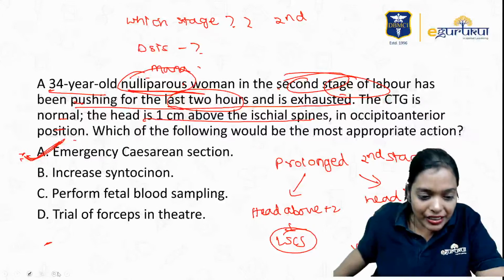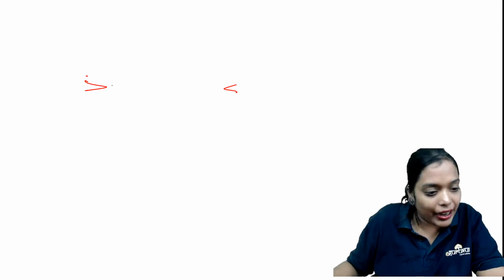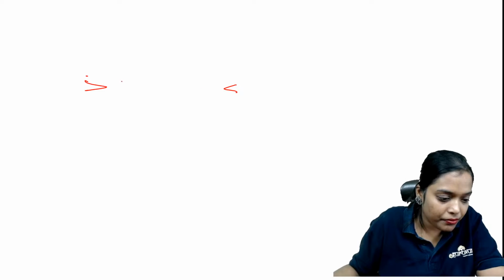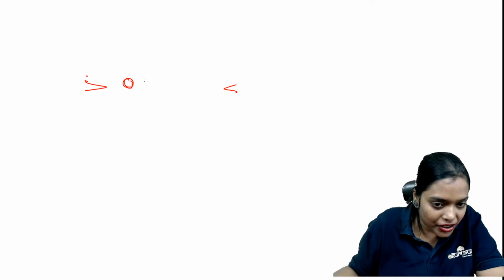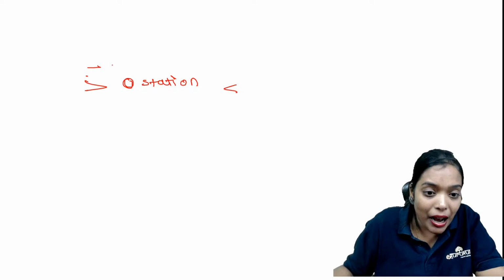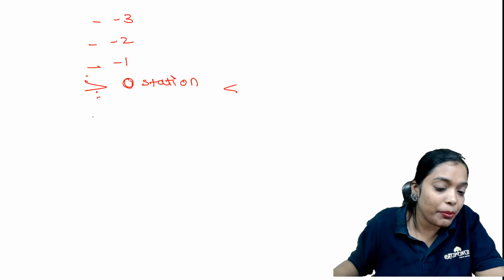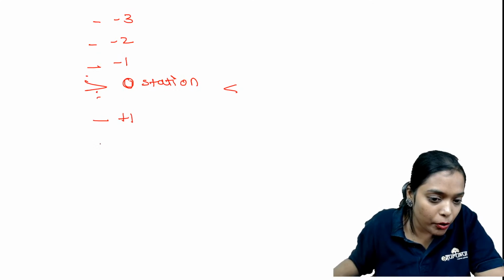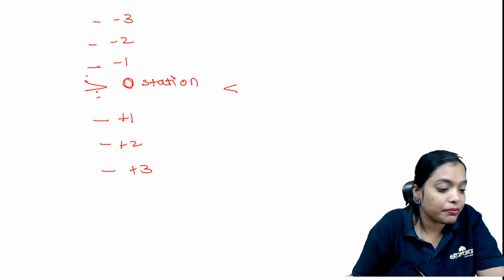Yes. So regarding the station of the fetal head, whenever the baby's head is at the ischial spine, it is the 0 station, right? If the baby's head is above, 1 centimeter above, -1, 2 centimeters above, -2, 3 centimeters above, -3. If the baby's head is below, 1 centimeter below, +1, 2 centimeters below, +2, 3 centimeters below is +3.